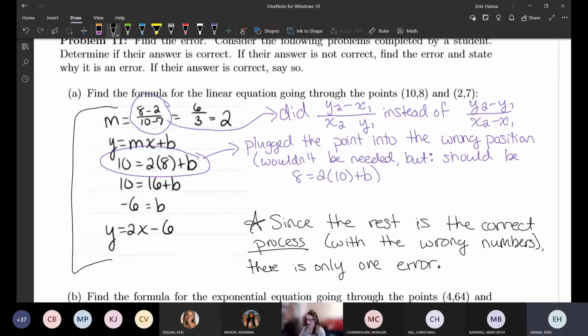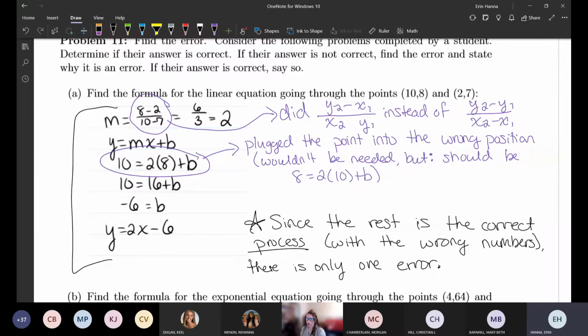Like if what had been written down was this and they solved it correctly at that point, you would just say that the only error was the slope. You're not going to continue to point out this slope is wrong, this slope is wrong, so it made this wrong, that kind of deal. You're looking for completely separated errors. So that's one thing with those. There's usually only 1 or 2 errors at most.